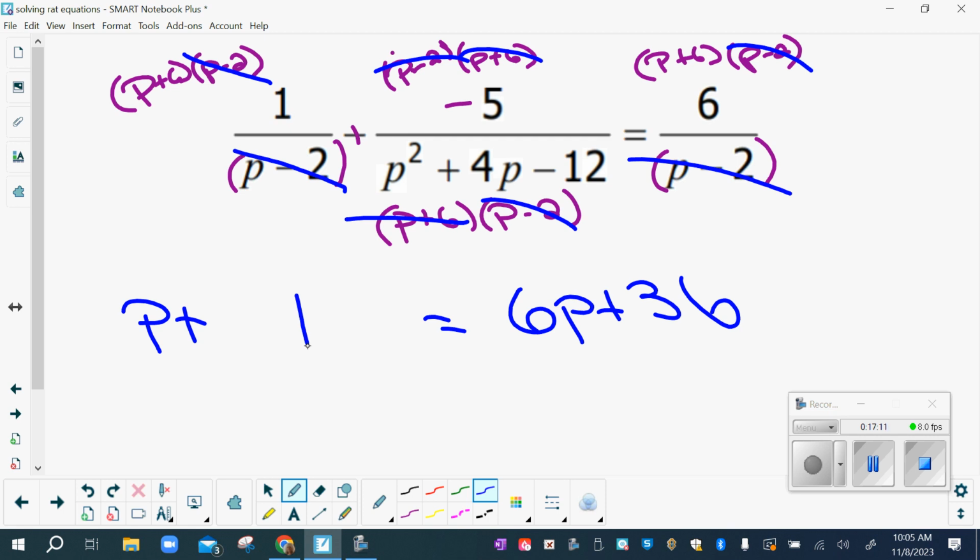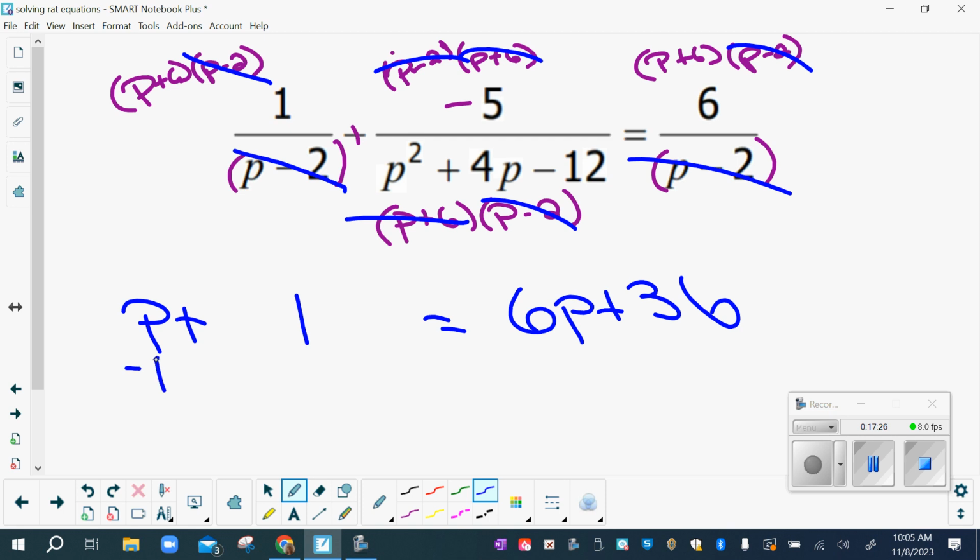Wouldn't that be 1p minus 6 minus 5? And what's 6 minus 5? Well, no, like negative 6 and negative 5. P plus 6, p plus 6. Oh. Good catch. Good catch.